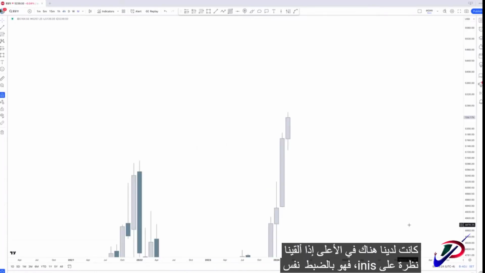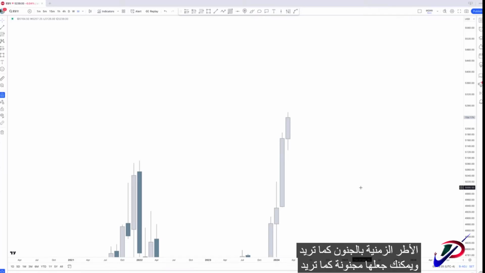If we take a look at the indices, it's the exact same thing. And again, you can combine these time frames as crazy as you want to, and you can make it as crazy as you want to as well.